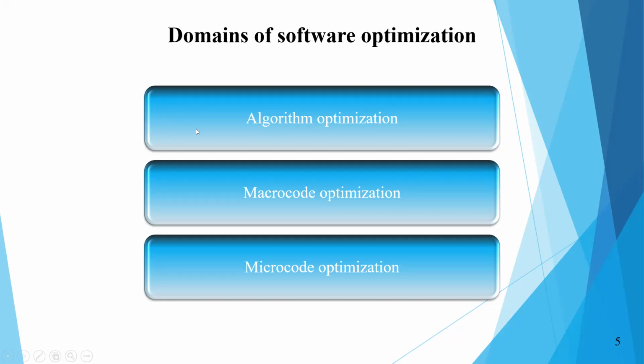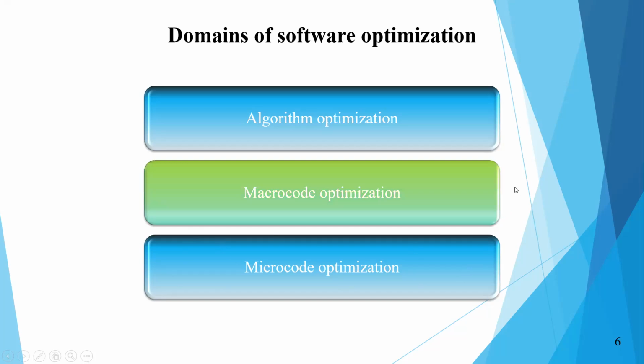So this is algorithm optimization, which is related only to high-level algorithm. Macrocode optimization, it's how algorithm is performed by commands of CPU. And microcode optimization, it's how CPU commands are compiled to executional code.